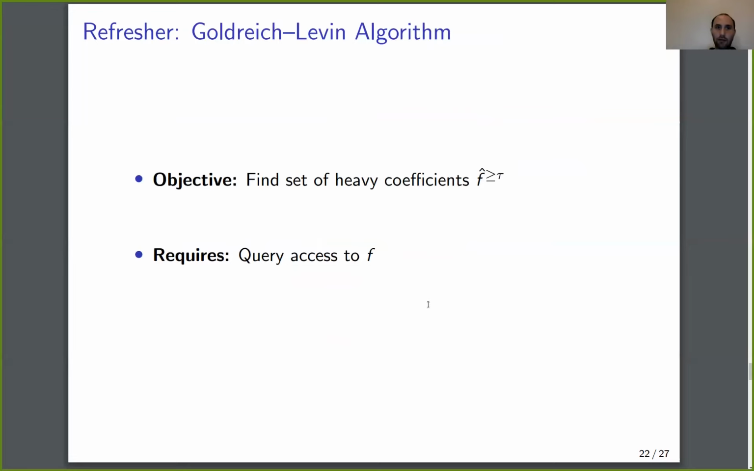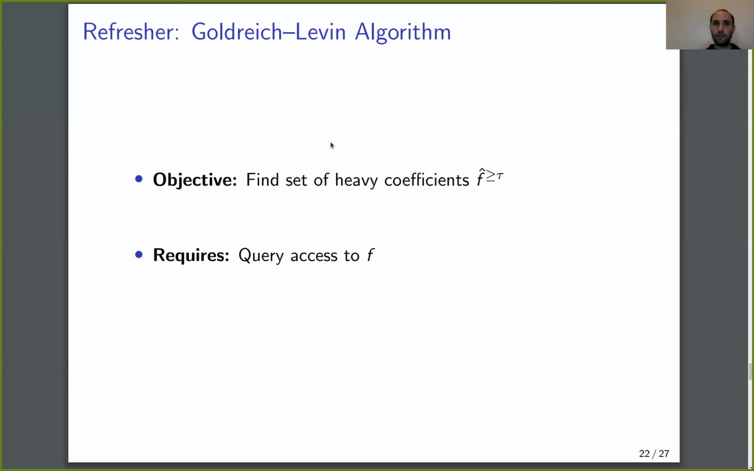The second algorithm is the Goldreich-Levin algorithm. The Goldreich-Levin algorithm basically complements the Kushilevitz-Mansour algorithm because it finds this set of heavy coefficients of f. So if you tell it, I want to find all the coefficients that weigh at least tau, that's what the Goldreich-Levin algorithm does. However, the Goldreich-Levin algorithm requires query access to f.